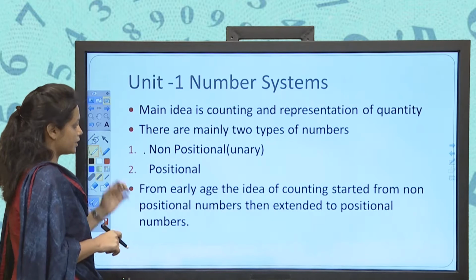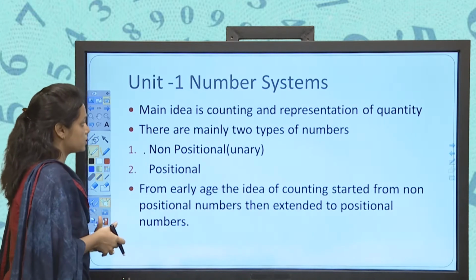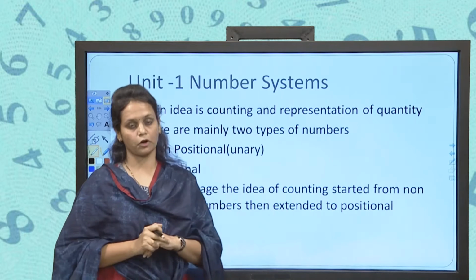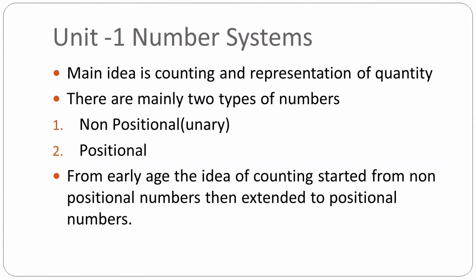Now, see, that's why they introduce the next number, that is the decimal number. Now, see, all the numbers are not used by the computer. Mainly positional numbers are used by the computer. Decimal number is a part of the positional numbers. It is one type of positional number.